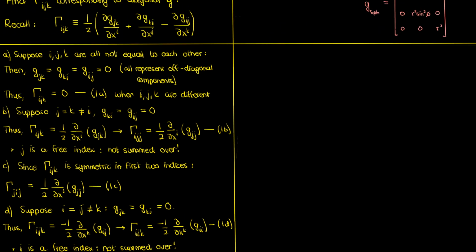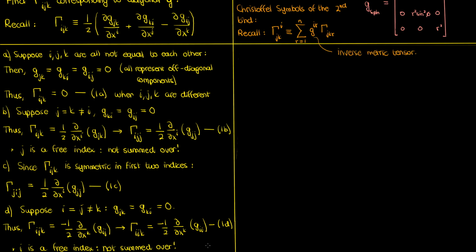So now we've found the formulas for the first kind Christoffel symbols for a diagonal metric tensor, a metric tensor corresponding to an orthogonal curvilinear coordinate system. Let's work on the second kind Christoffel symbols now. Recall that in terms of the first kind Christoffel symbols, the Christoffel symbols of the second kind are defined as follows. The index r is summed over, and g super ir represents the components of the inverse metric tensor.